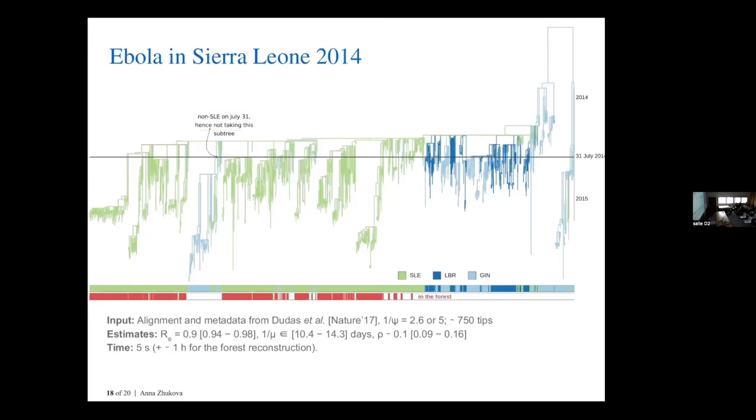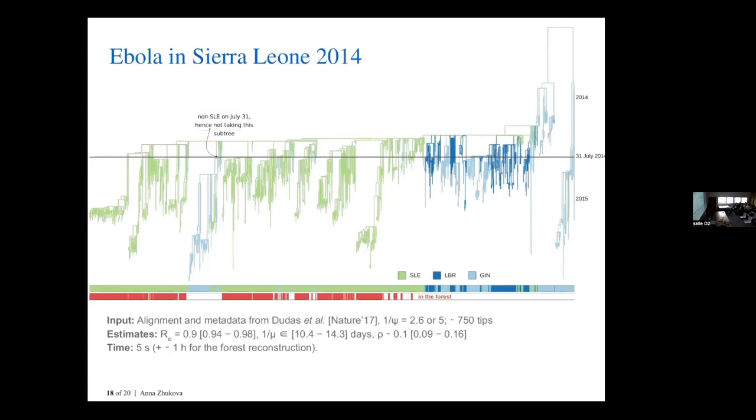And we estimated the sampling probability of about 10%, and this corresponds quite well to the number of samples from Sierra Leone in our data with respect to the total number of cases declared in Sierra Leone for the Ebola epidemic. So we're happy with the results, and they took just 5 seconds for a forest of 750 tips, plus about 1 hour for the tree reconstruction, which opens the possibilities for much larger trees and many interesting estimates in the future.